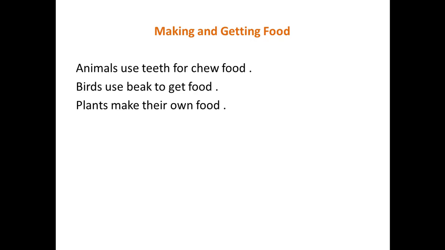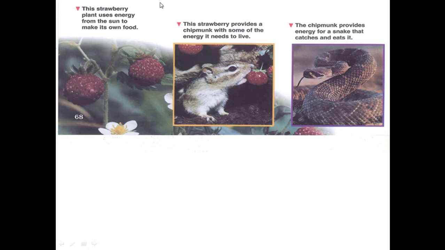Guys, look at here. This one is plant, okay? Plant can make their own food. Okay, this one is a strawberry. Strawberry is a plant. It can make its own food. And chimpanzee eats strawberry. And after that, the snake eats chipmunk. So this one is the interact. This animal interacts with this plant, and this animal interacts with this animal. So this one is called interact.